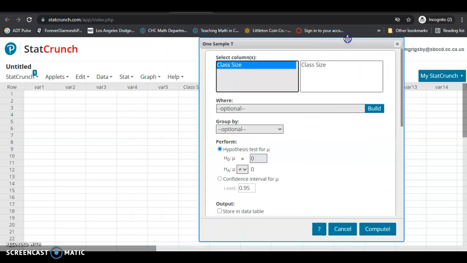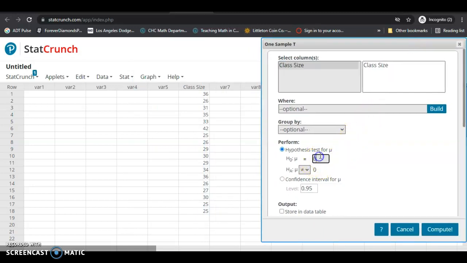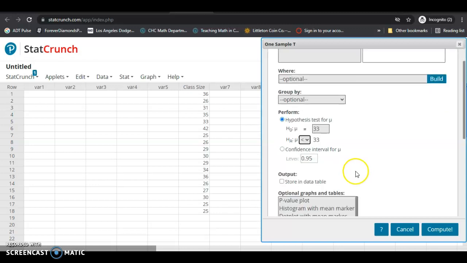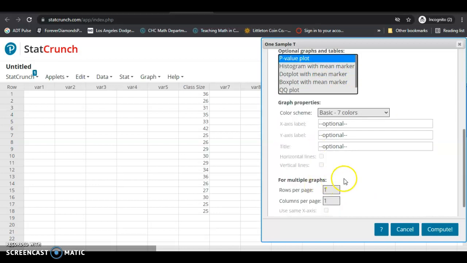The problem said that the mean class size is fewer than 33 students, so the number 33 goes here in the null hypothesis and the alternative hypothesis. As I type this number into the first box, it automatically populates the other box, since both of these numbers must be the same. The null hypothesis just says equal to, so we can't change that, but the symbol in the alternative should be less than. Even though we have a greater than or equal to in the null hypothesis, we can still do the hypothesis test. We can include a p-value plot and other options, but those are not necessary.